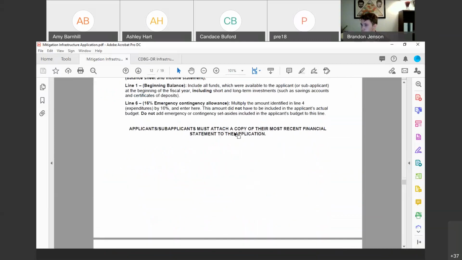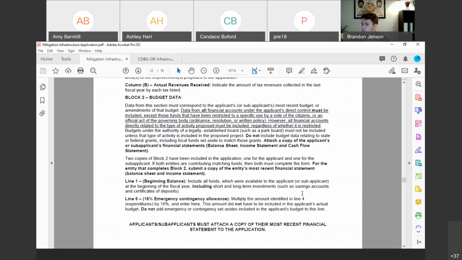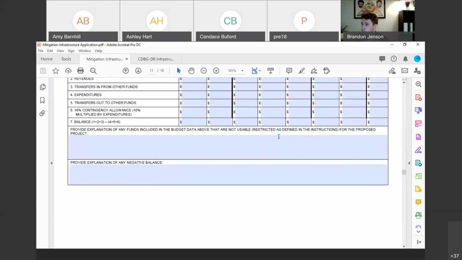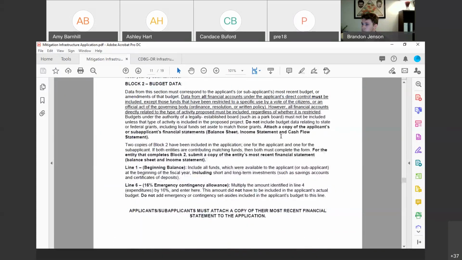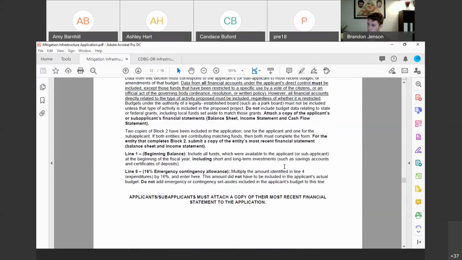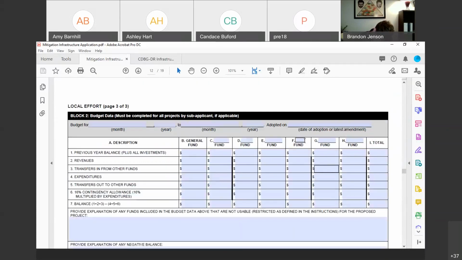I will point out that this is noted, applicants and sub-applicants, even though you're filling these forms out, we still need to have a copy of their most recent financial statement submitted with the application to support this information you're reporting to us.